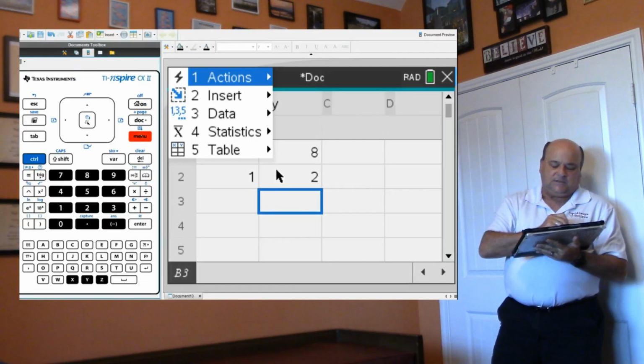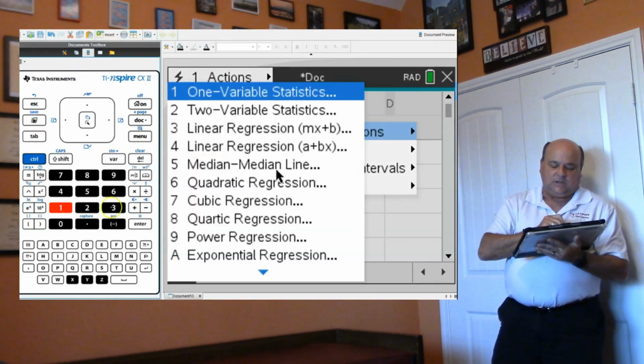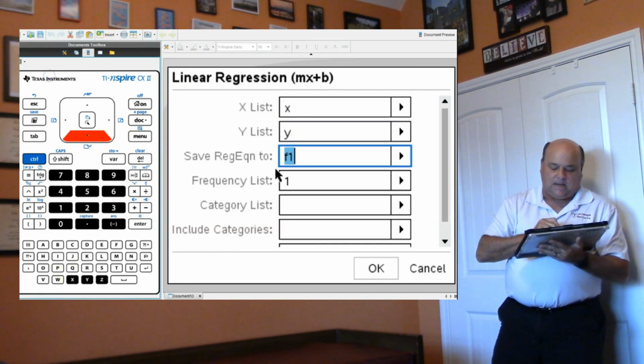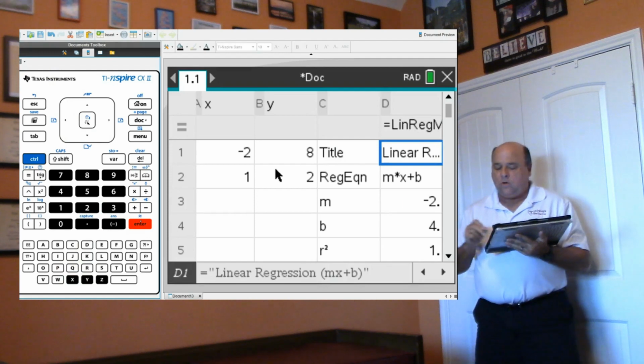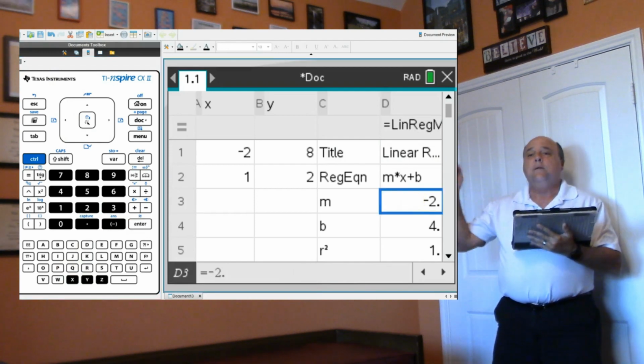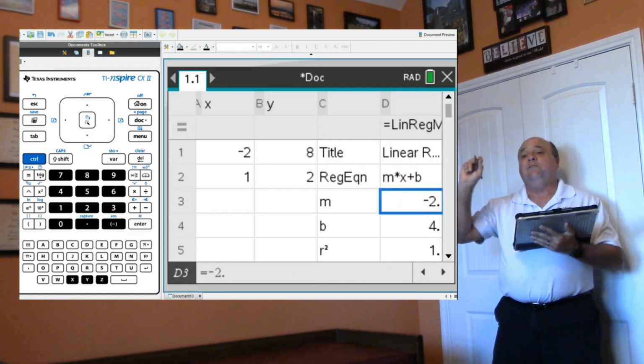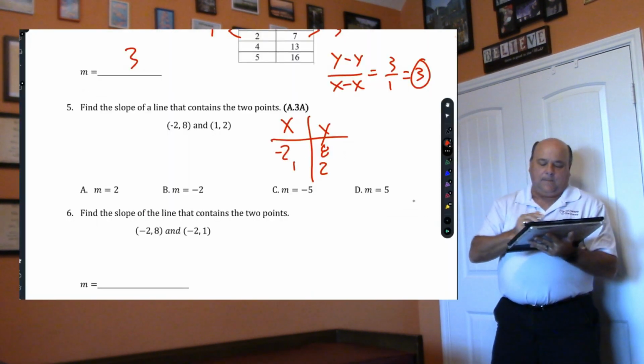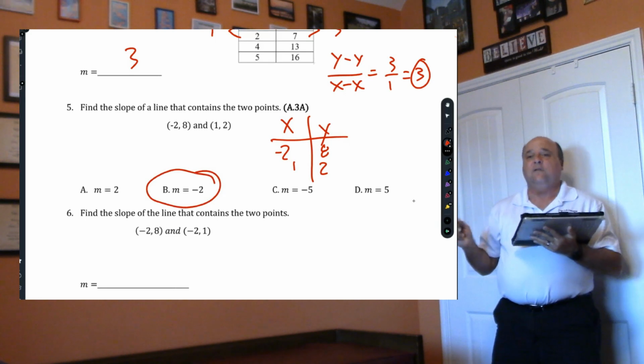Now then I'm going to do menu 413, right? So menu, stat calculations, linear regression, x down, y down, and then hit enter. And my m is right there. My slope is negative 2. If it were a decimal, I would have to copy and paste it. So I'm going to go to my paper, and my slope right here is negative 2.